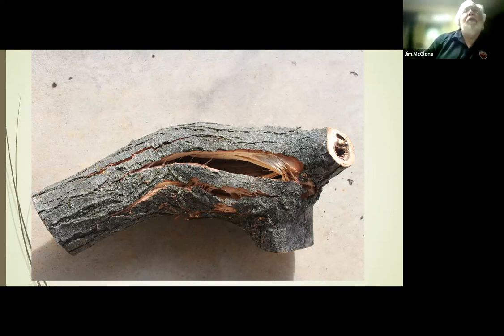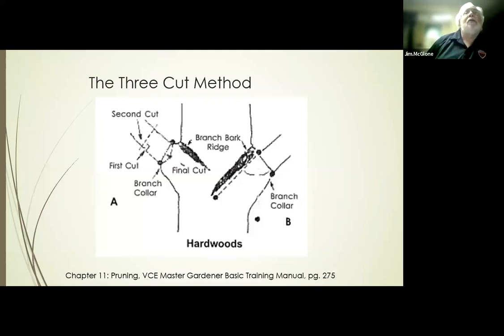So because of this, especially, like I said, with removal cuts, we want to use the 3-cut method. The first cut is undercutting through that compression wood.